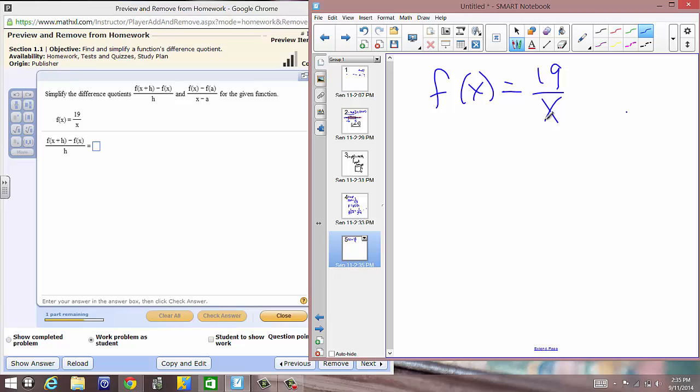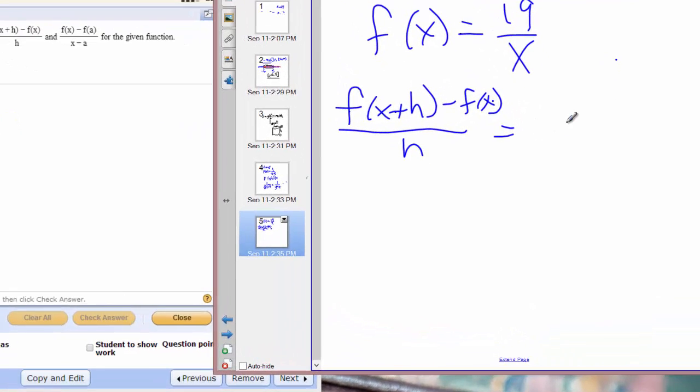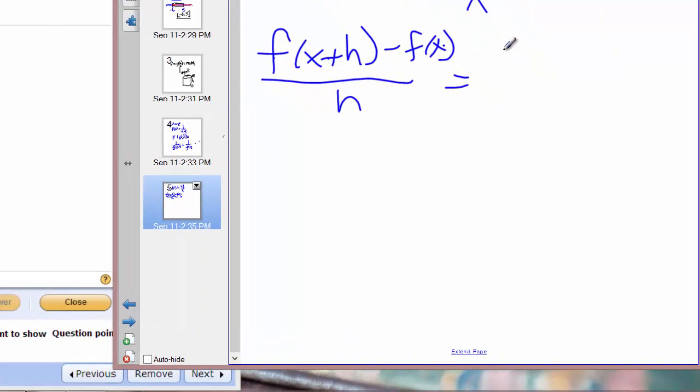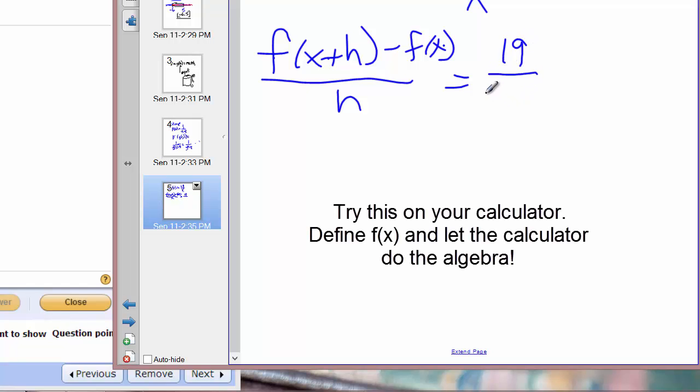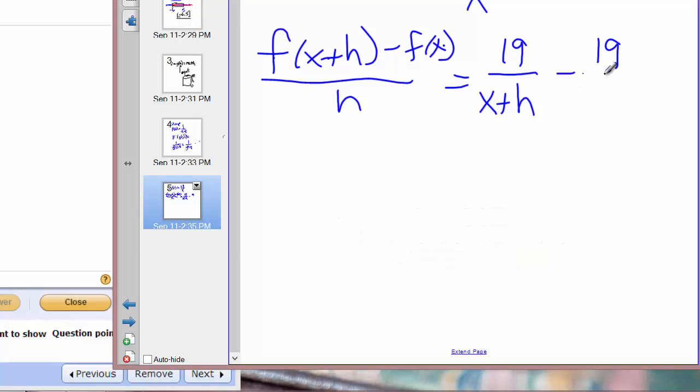So let's do the first difference quotient that they ask for. F of x plus h minus f of x, all divided by h. So let's get started. F evaluated at x plus h just means you replace the input with x plus h. So we have 19 over x plus h minus f of x, so that's 19 over x, and then the whole thing divided by h. So the simplification will come with getting a common denominator in the numerator, so let's work with that.